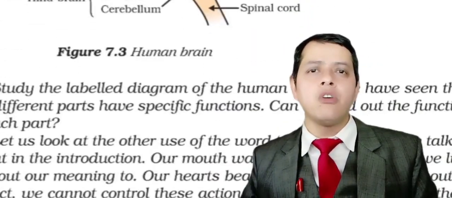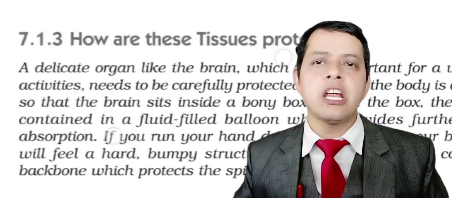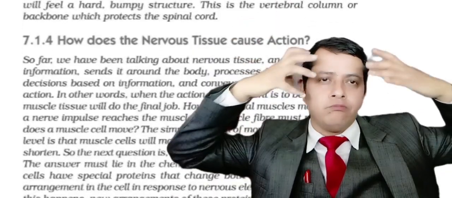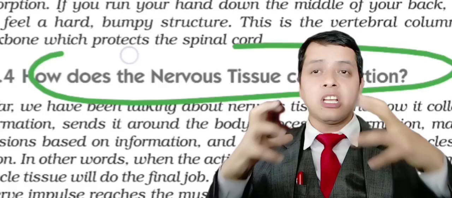Yes, let's know about the tissue. Okay, the brain tissue is protected by the meninges in our brain, and there is a cranial box in our head which is protecting our tissue.